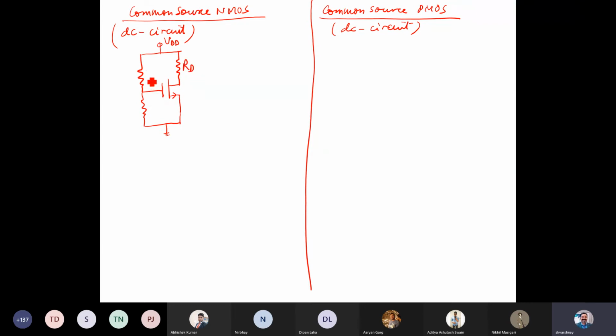VDD, RD, R1, R2. So this is your gate terminal, this is your drain, and this is the source terminal. Basically this is the plus minus VGS, and what we are obtaining is plus minus VDS from here.